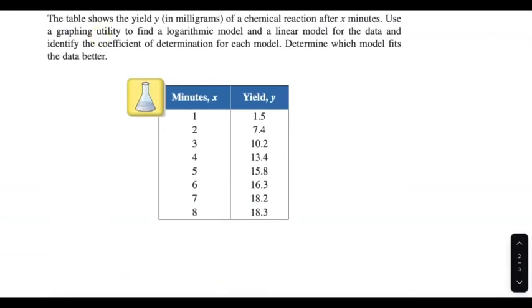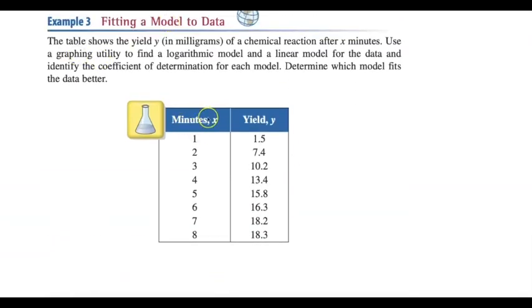Next is a real world problem: fitting a model to data. They're giving us minutes and yield. They want, for a chemical reaction after X minutes, how much yield we get. Use the graphing calculator to find a log model and a linear model for the data and identify the coefficient of determination for each model. That's like the R. Which model fits the data better?